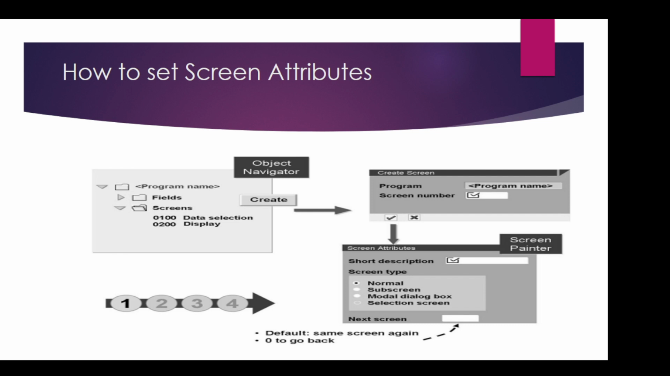There are mainly 2 ways. First of all, as we did, using the SE51 transaction, and also we can use the SE80 object navigator, where we can right click on the screen folder and then click on the create button. After that, the SAP system will ask for the program name and the screen number, and then we have to give the short description of the screen, and also we have to give the type of the screen. So let's move straight to the system and find these points.